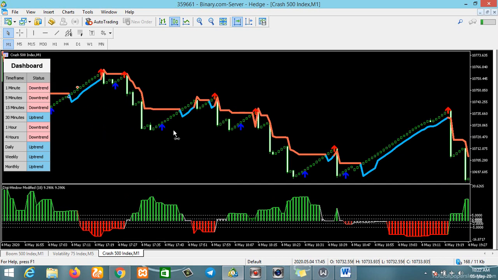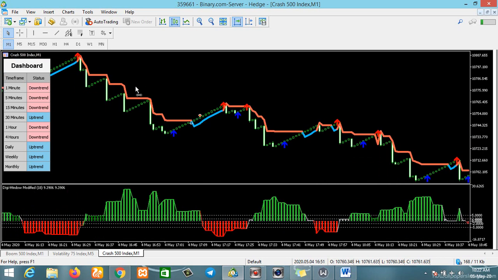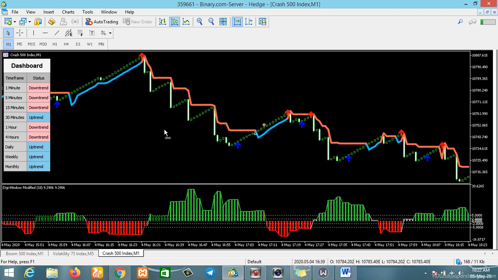Okay, so that is basically it. You can see here I placed a trade for like 4 candles and I closed it because I have a method of my own trading. Okay, so that should be that for now.